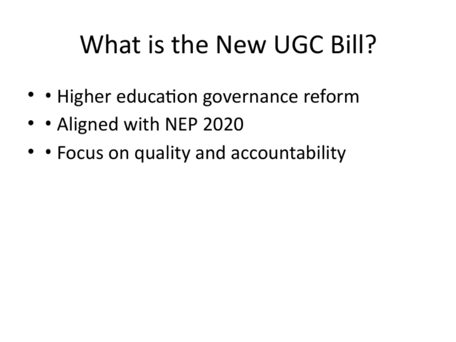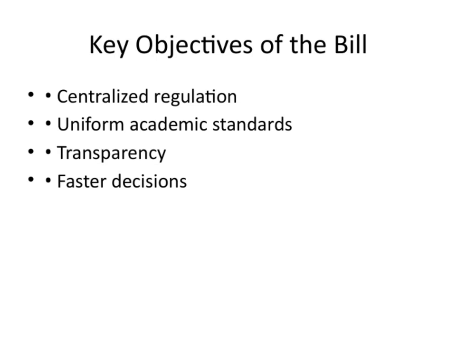Now, let's talk about the new UGC bill. What does it really mean? This bill is designed to overhaul the existing regulatory framework, giving more autonomy to universities while establishing clearer accountability mechanisms. It's about creating a more dynamic, responsive system that can adapt to the changing needs of our education landscape. By doing so, the bill aims to foster innovation, improve governance, and ultimately elevate the standards of higher education across the country. Now, let's take a closer look at the key objectives of the bill.